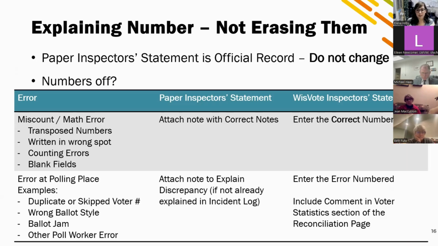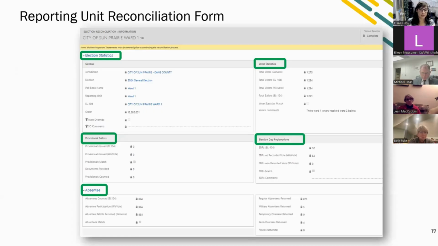So that brings us then to the final step of tying the paper review and the data checks together through the reconciliation process. This is what the reconciliation form looks like in WisVote. It's where every part of the election record comes together: the voter statistics, the absentee and provisional ballots, and the numbers from the inspector statements. Reconciliation confirms that what's on paper matches what's in the system and that every ballot and every voter are fully accounted for. If something doesn't line up, the system flags it.